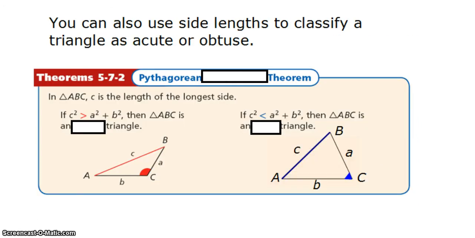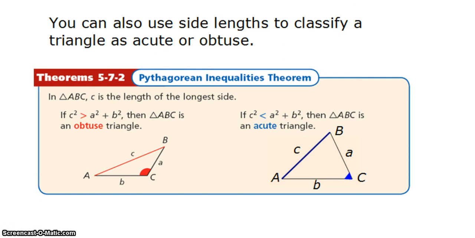You can also use side lengths to classify a triangle as acute or obtuse. Look at the symbols here. We have a greater than, we have a less than. So this is the Pythagorean inequalities theorem. If c squared is greater than a squared plus b squared, we end up with, as you can see here, what type of triangle? Good, obtuse, right? If c squared is less than the sum of the squares of the legs, a squared plus b squared, we have an acute triangle.